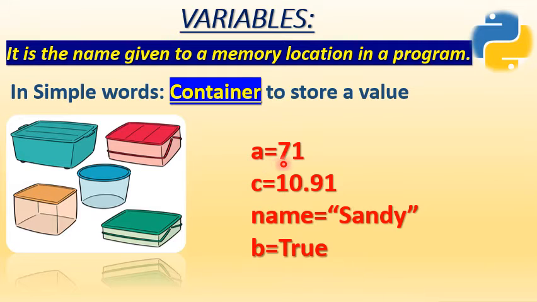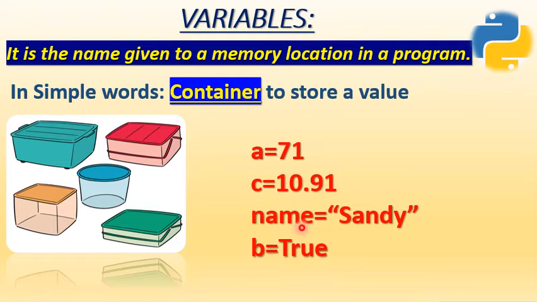A is a variable which has the value 71. Here I have assigned the value 71 to A by A is equal to 71. By this I mean I have a variable named A which is storing the value 71. So here my value 71 is my data, and this data is of integer type. Then the next example, C. I have a variable named C which is storing the value 10.91. Here 10.91 is a real value or decimal value. So I can say my variable C is storing data of decimal value type or real value type.